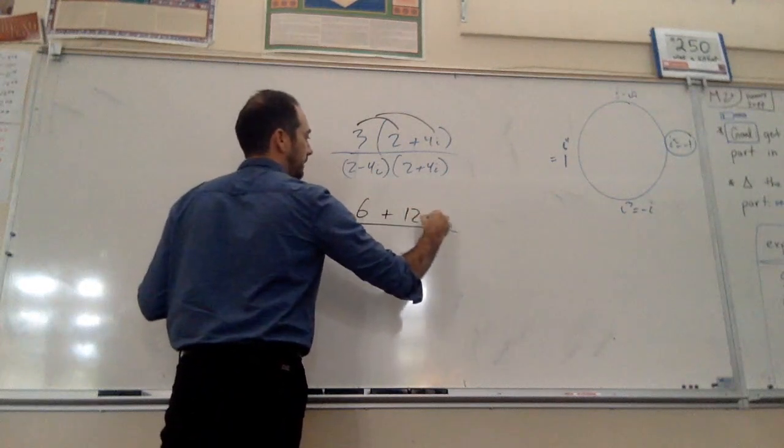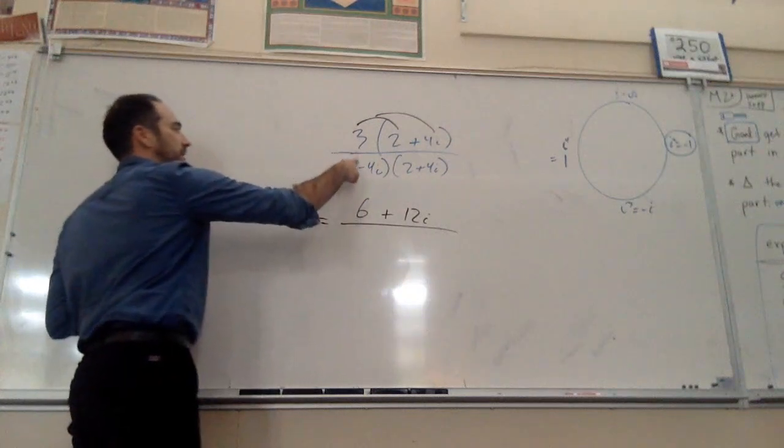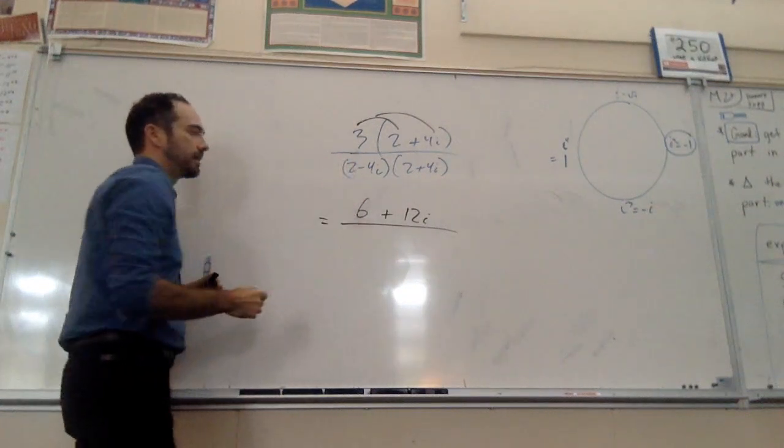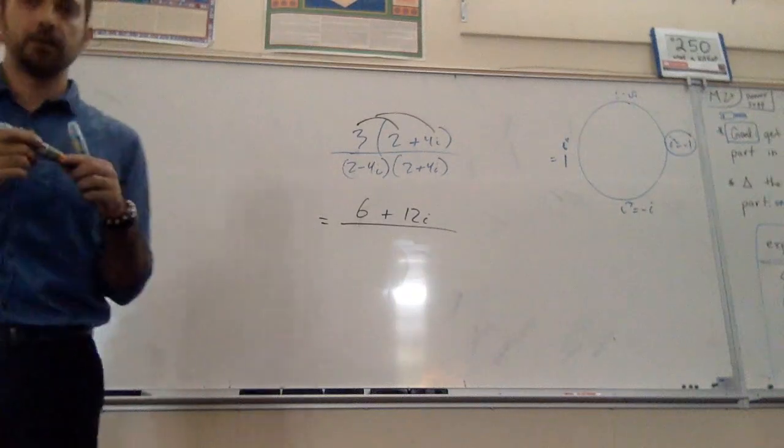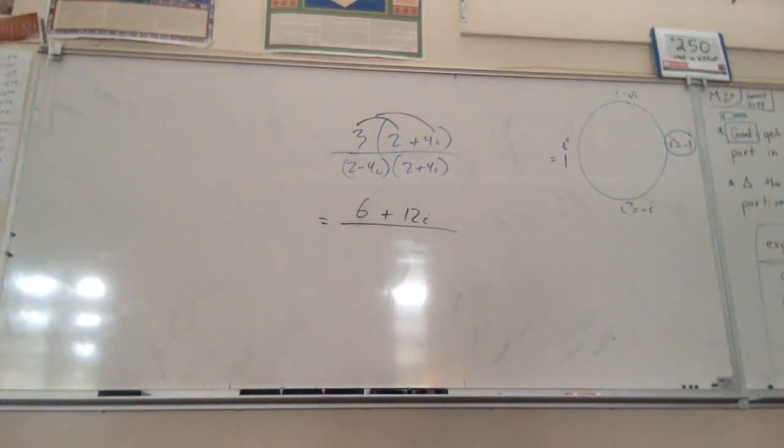6 plus 12i. I want you to FOIL this one out. I'll give you a moment for that, and then we'll come back together. We're going to have a new set of terms down here.